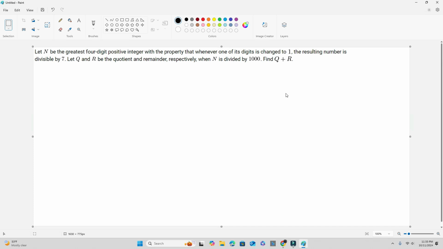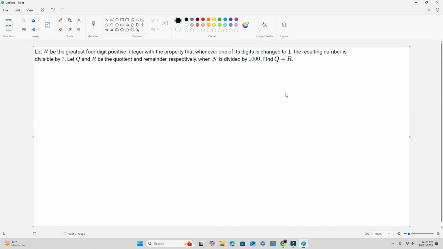Let n be the greatest 4-digit positive number with the property that whenever one of its digits is changed to 1, the resulting number is divisible by 7. Let q and r be the quotient and remainder respectively when n is divided by 1000. Find q plus r.